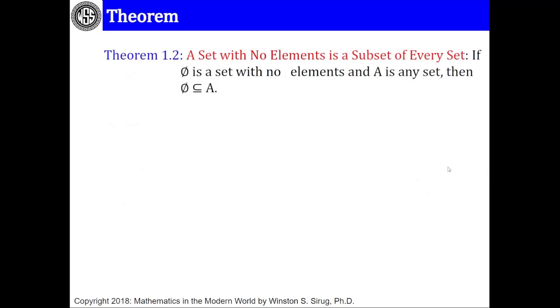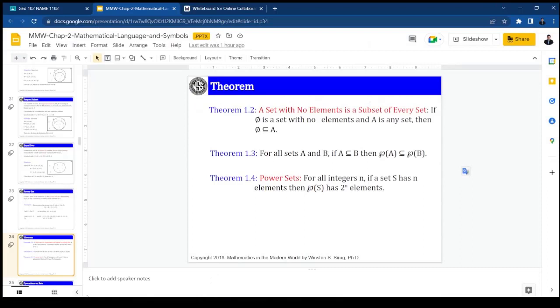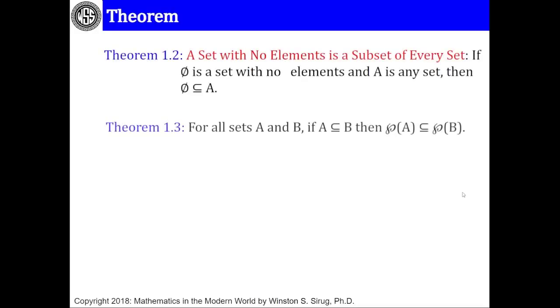We have the theorem. So, theorem 1.2. A set with no elements is a subset of every set. So, if null is a set with no elements and A is any set, then null is a subset of A. Kaya merong null dun sa dulo.